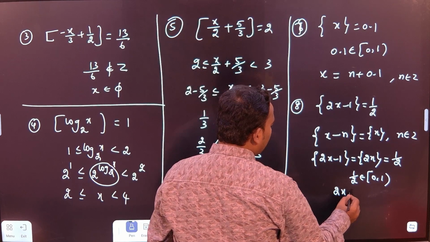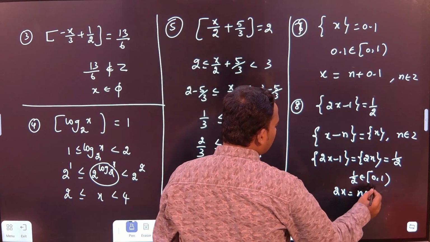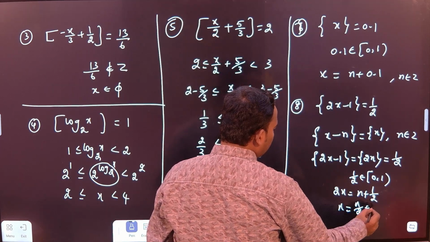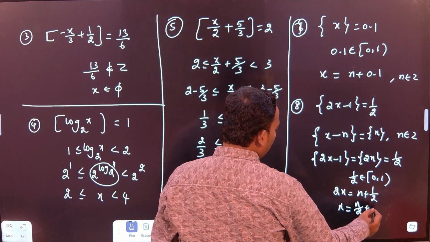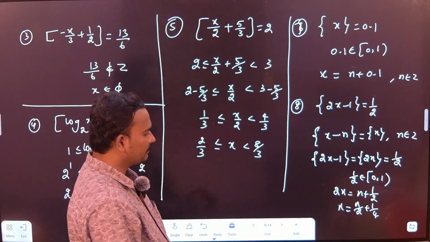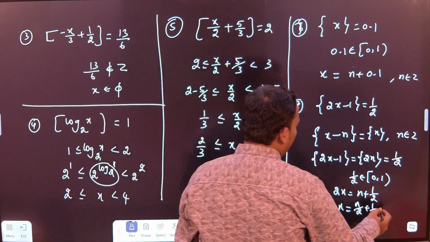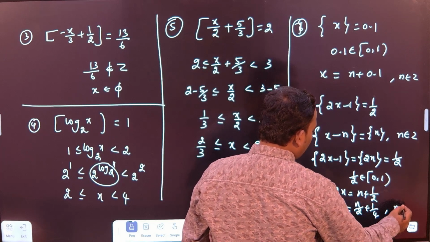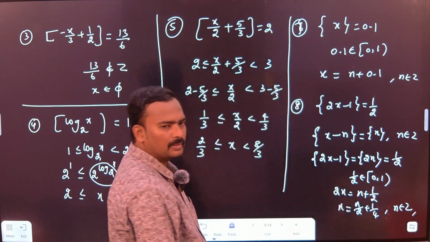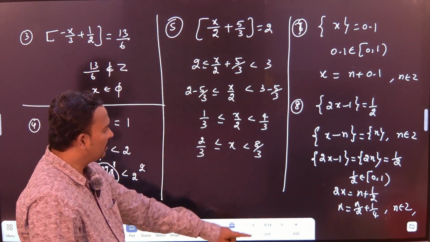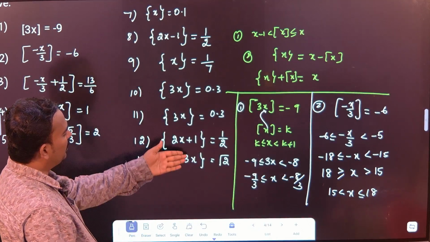Therefore, 2x is equal to n plus 1 by 2. So x is equal to n by 2 plus 1 by 4 you can write, dividing by 2. So n by 2, and 1 by 2 by 2 is 1 by 4, n belongs to integer. Okay, so I hope everyone is understanding. The same way you can do the rest of the questions.